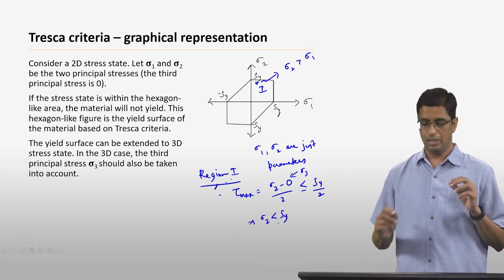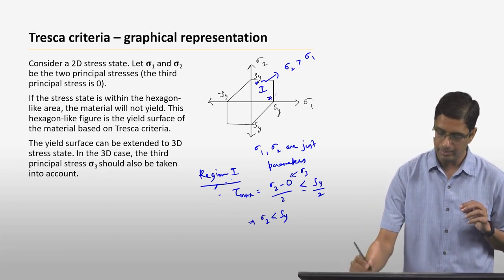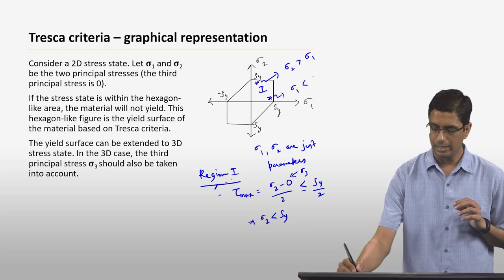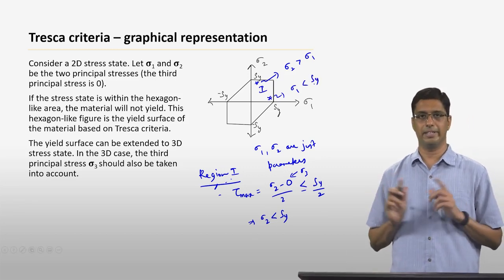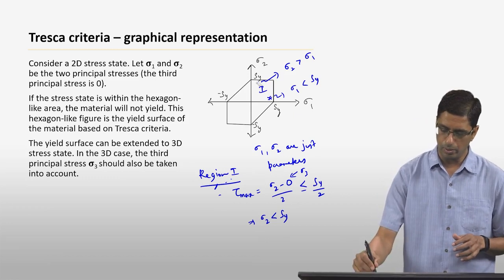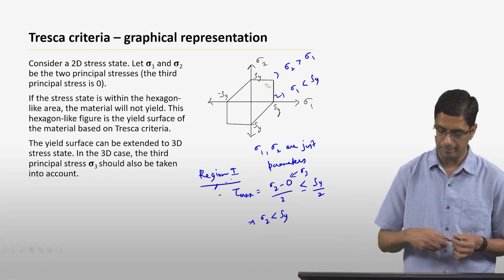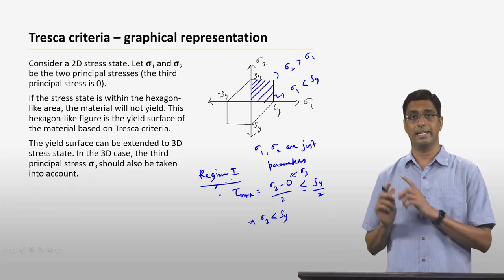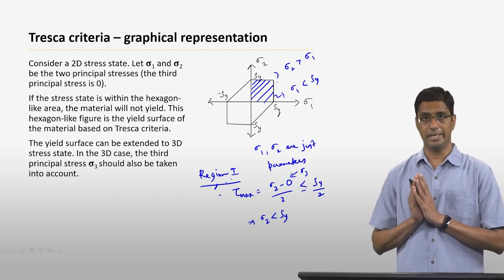which essentially means that if sigma 2 is less than Sy, then the material will not yield. If you choose a point somewhere here, the criterion that you will get is that if sigma 1 is less than Sy, then the material will not yield. So essentially, in this whole square here, as long as sigma 1 and sigma 2 are both less than Sy, there will be no yielding.